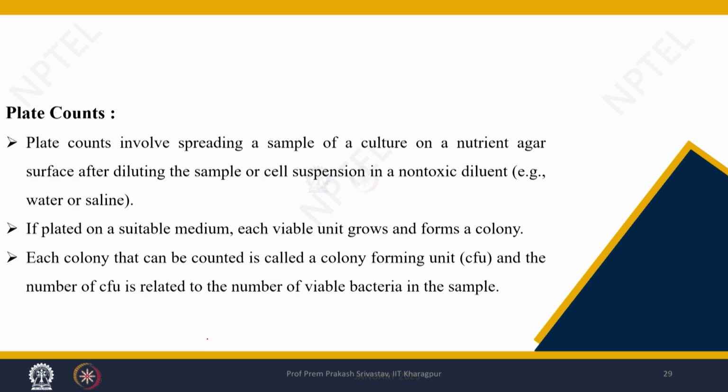Now, the plate counts. The plate counts involve spreading a sample of a culture on a nutrient agar surface after diluting the sample or cell suspension in a non-toxic diluent, that is water or saline. If plated on a suitable medium, each viable unit grows and forms a colony. Each colony that can be counted is called a colony forming unit, that is CFU, and the number of CFU is related to the number of viable bacteria in the sample.